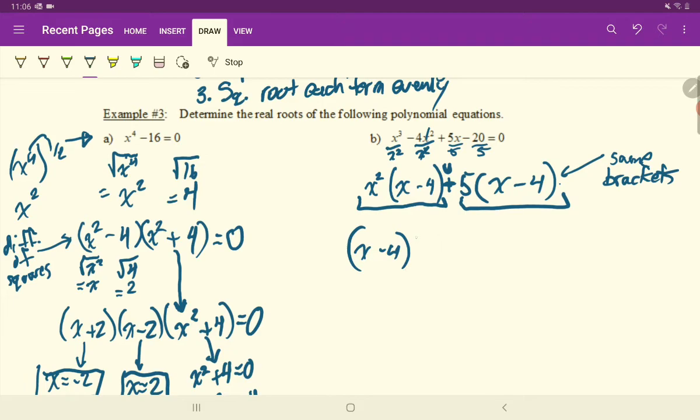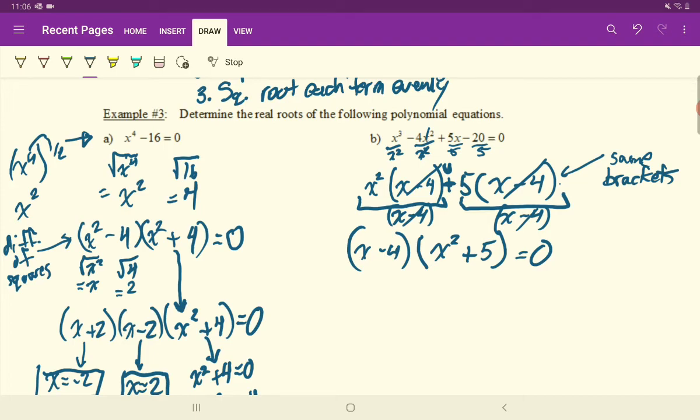Pull out the x minus 4, open a bracket. Let's see what's left when we divide out an x minus 4 here in each side. What is left? Okay, well, the x minus 4s cancel out here, and you're left with an x squared. They cancel out here, and you're left with a plus, right? Plus 5. There's your equation in factored form.